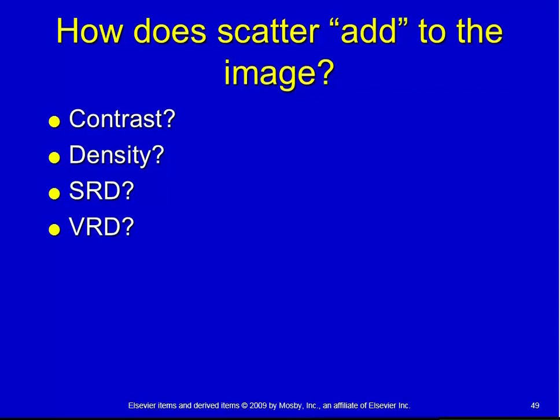Changes in KVP do not affect scatter radiation creation, rather, in any way. It does not affect sharpness or recorded detail. It only affects visibility of recorded detail.